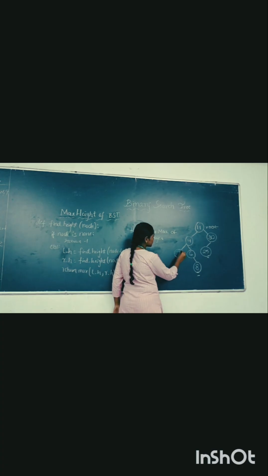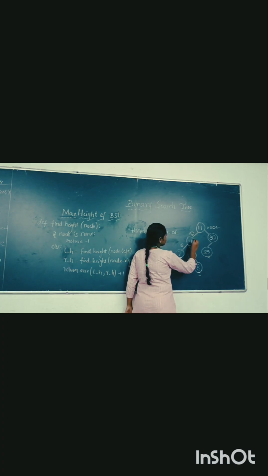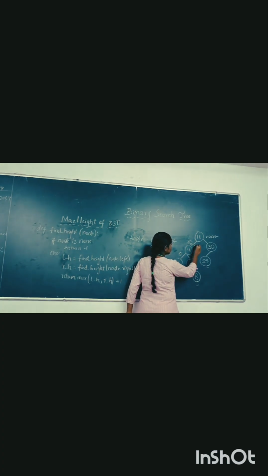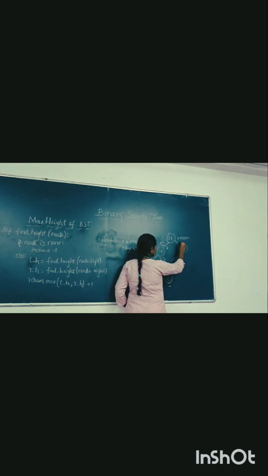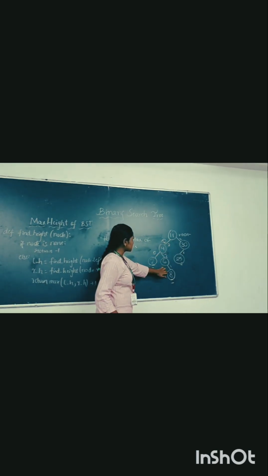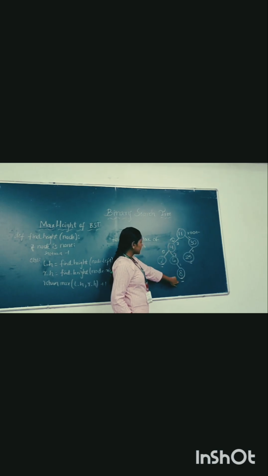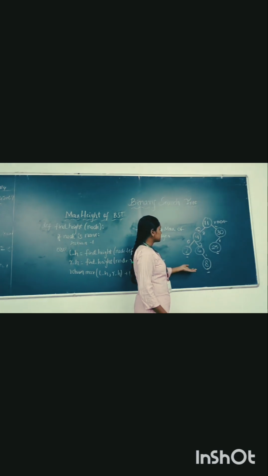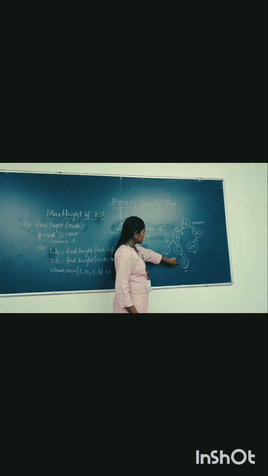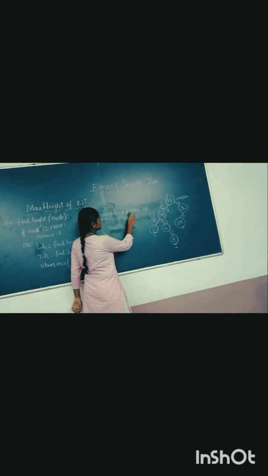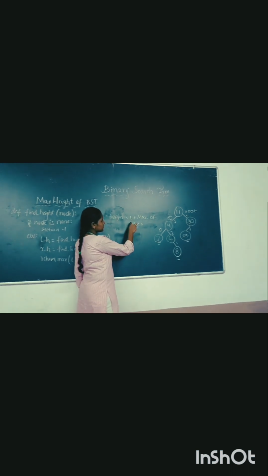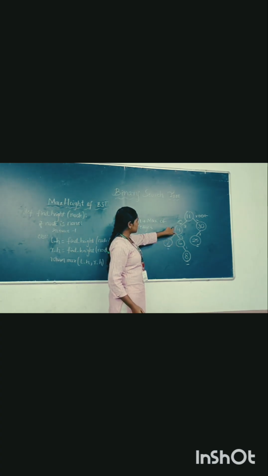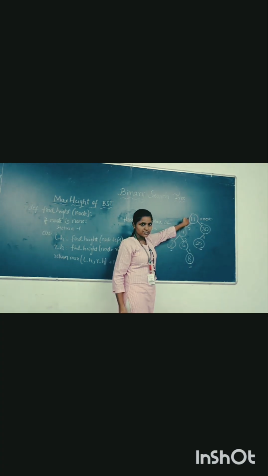If you take from here, it is 1 edge and 2 edges. If you look at 8, it's 1, 2, 3. If you look at 25, it's 1, 2. So the maximum number of edges is 3, and that's from the 8. So the height of this BST is 4. That is, the maximum number of edges, 3, plus 1, gives you the height of the binary search tree. 1, 2, 3, 4. So this is the height of the binary search tree.